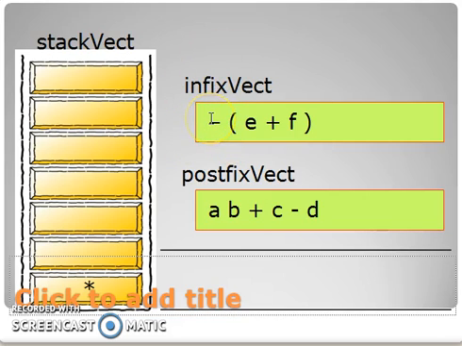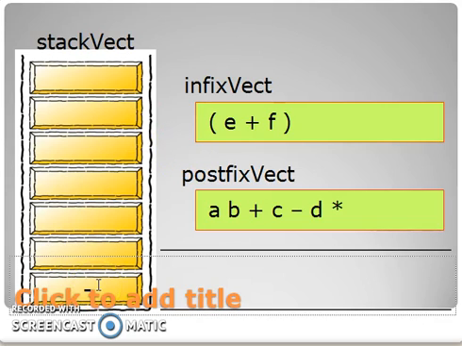Then minus. We already have one operator in the stack, which is star. When we insert minus into the stack, which is of lower precedence, we need to remove the star from the stack to the postfix vector. Only then do we insert the minus. This is what happened here.